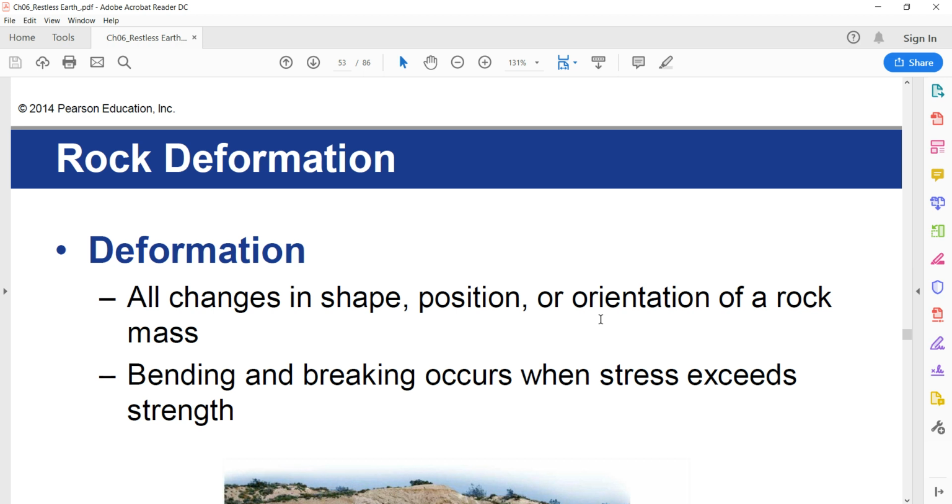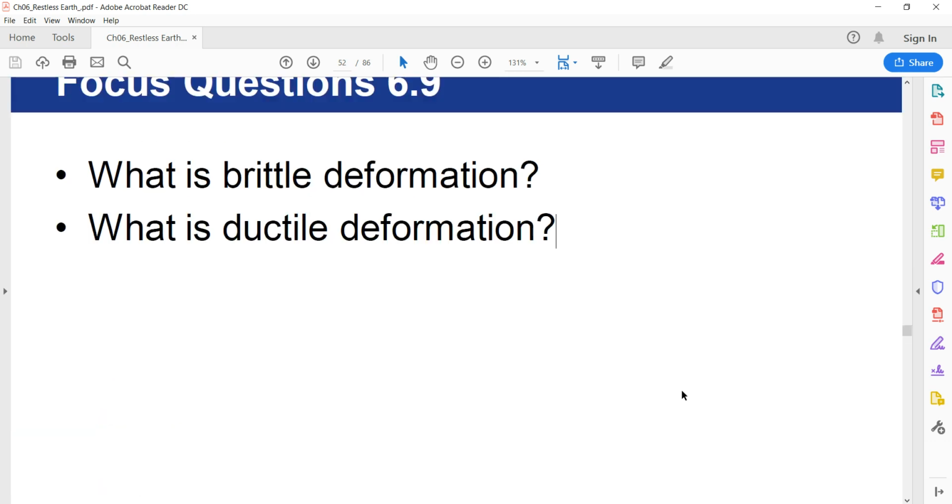Bending and breaking occurs when a stress exceeds a strength. Whenever we apply an external force, that will induce a stress inside the rock mass, and whenever that stress exceeds the strength of the rock, then some bending and breaking will occur. That is when the deformation will happen. So there are two types of deformation, brittle deformation and ductile deformation.